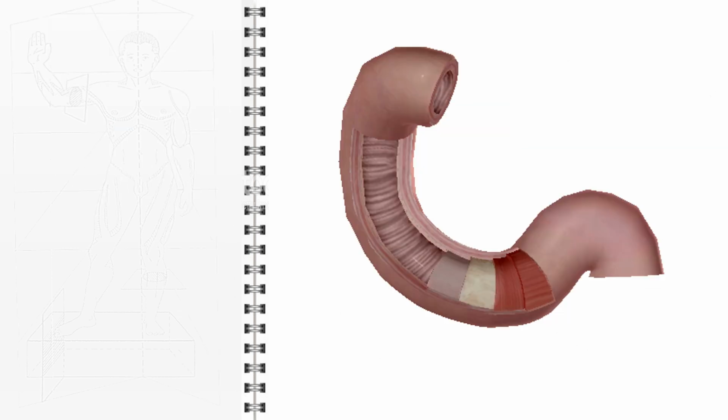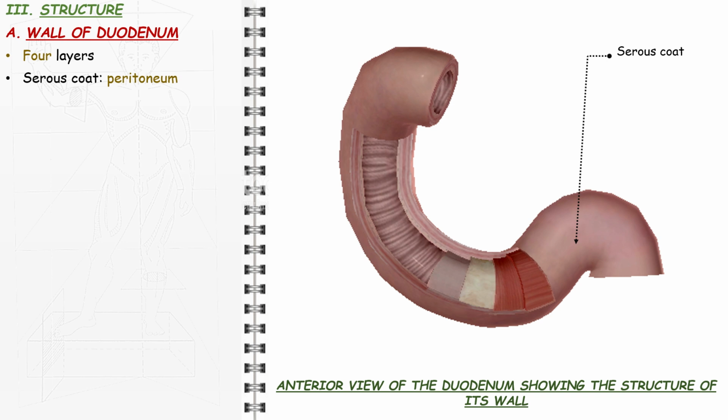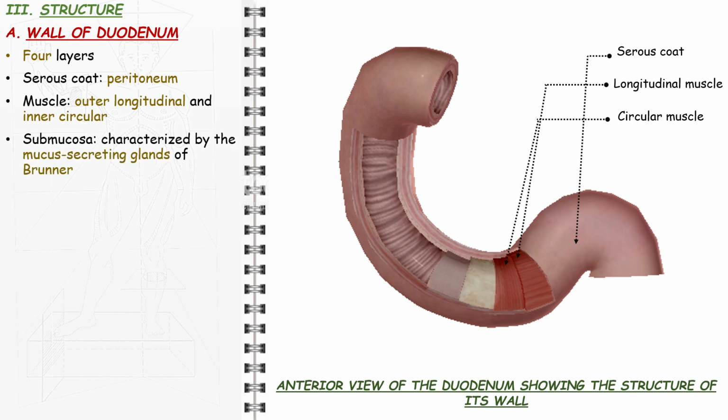Structurally, the duodenum is a wall and lumen with many macroscopic and microscopic particularities important to mention. The wall of the duodenum is made of 4 layers. From the outer to the inner layer, the serous coat consists of peritoneum. The muscle of the duodenum is arranged into two layers, outer longitudinal and inner circular. It contains the myenteric plexus of the small intestine, also known as the plexus of Auerbach, made of motor nerves. The submucosa contains the plexus of Meissner, made of sensitive nerves, and is characterized by the mucus-secreting glands of Brunner.